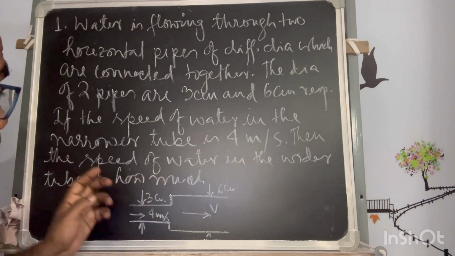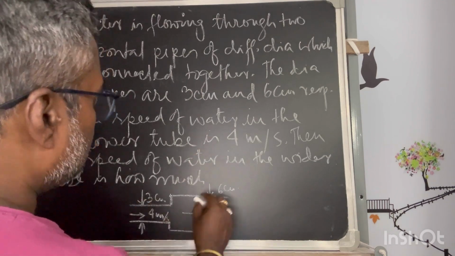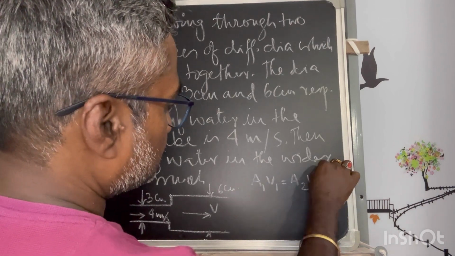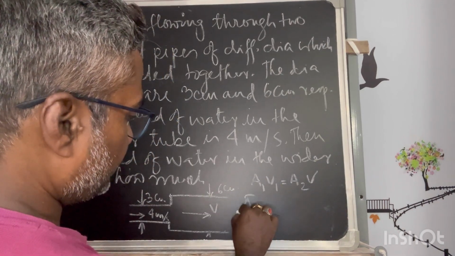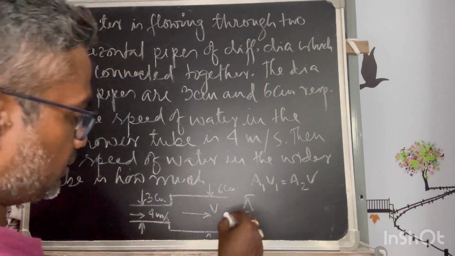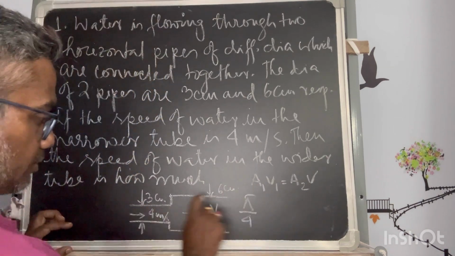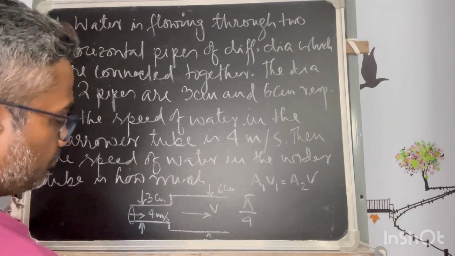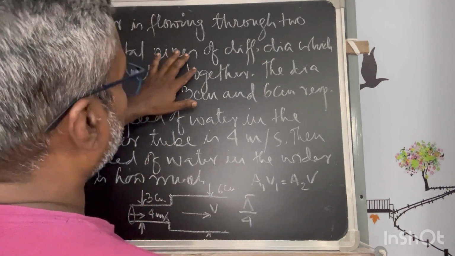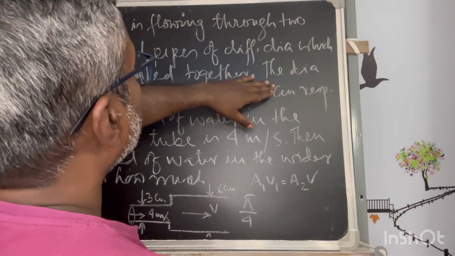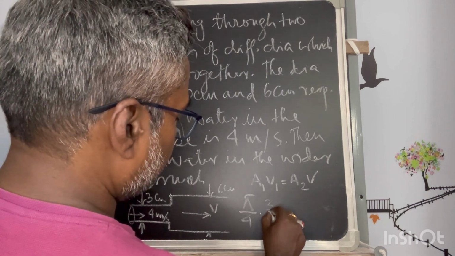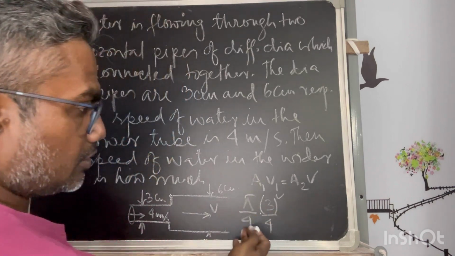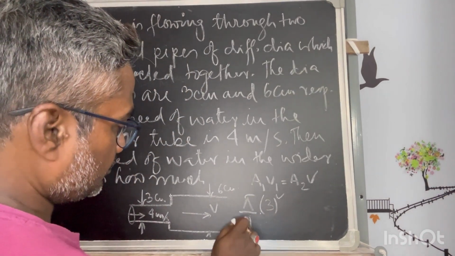So what do we know? For steady state flow, A1 V1 is equal to A2 V2. Now A1 is the cross section here. As it is a pipe, it is of cylindrical shape, so the cross section will be pi r square, or pi d square by 4, you can say, where d is the diameter. Pi r square or pi d square by 4 is the same thing.